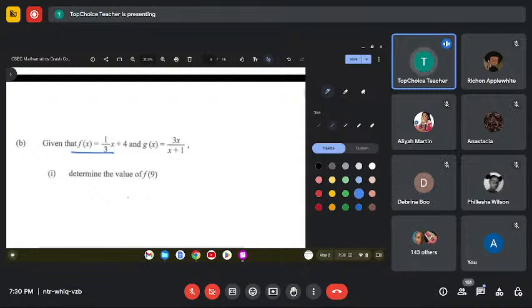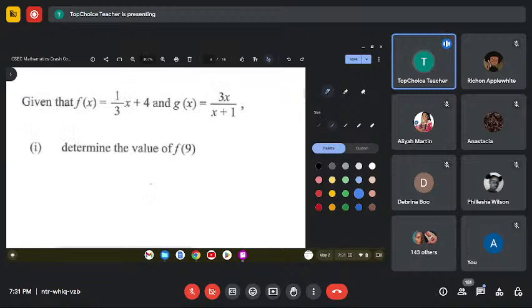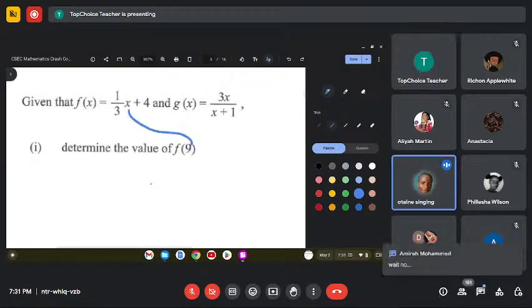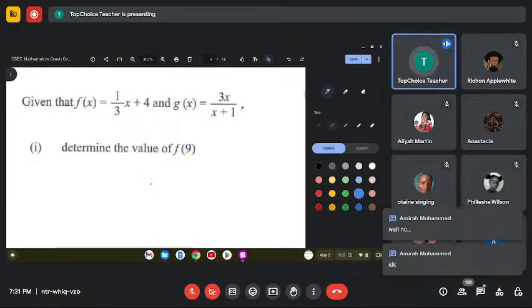So given that f of x is equal to 1/3 x plus 4, and g of x is equal to this wonderful algebraic expression here, 3x over x plus 1, let us find the value of f of 9. Let's see if we could do it. What we're doing is substituting 9 for x. Very good, that is all you're doing. You substitute 9 for x. So I want you all to take your calculators out and start calculating for me.